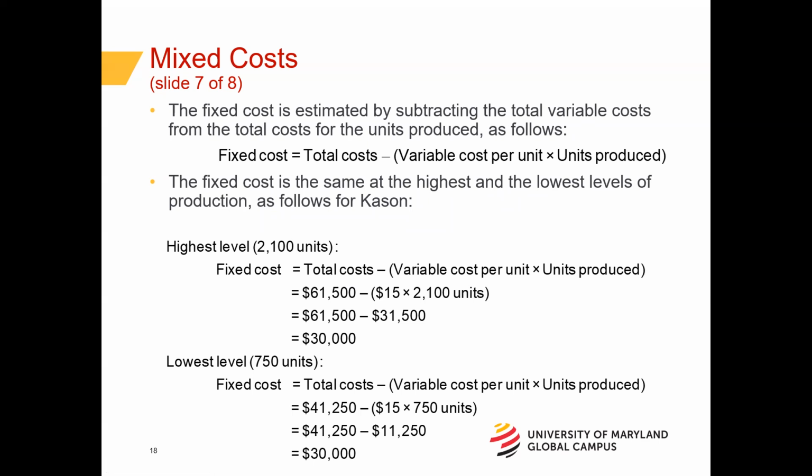Now we do the same for the low level. In the month of October, we had a total cost of $41,250 minus the variable cost per unit, $15 that we got from step one, times 750 units. 15 times 750 equals $11,250. We take our $41,250 total cost in October minus $11,250 equals $30,000.